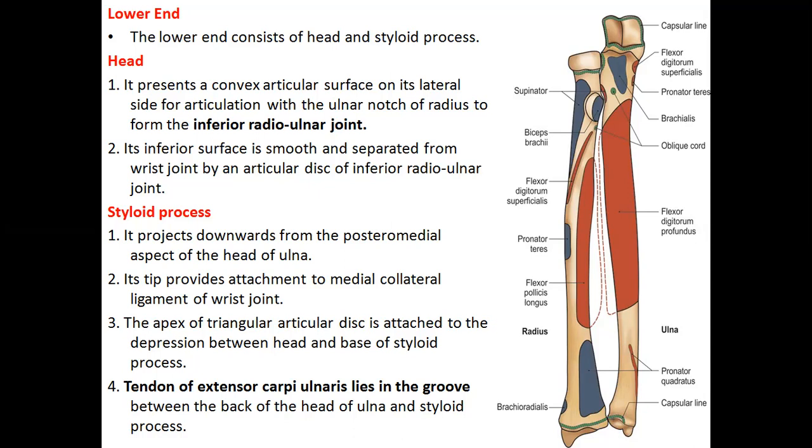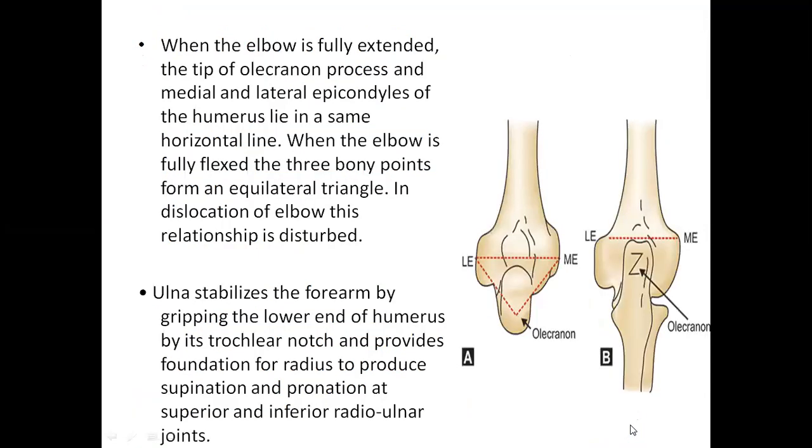The tendon of extensor carpi ulnaris lies in the groove between the back of the head of the ulna and the styloid process. That means on the posterior side.